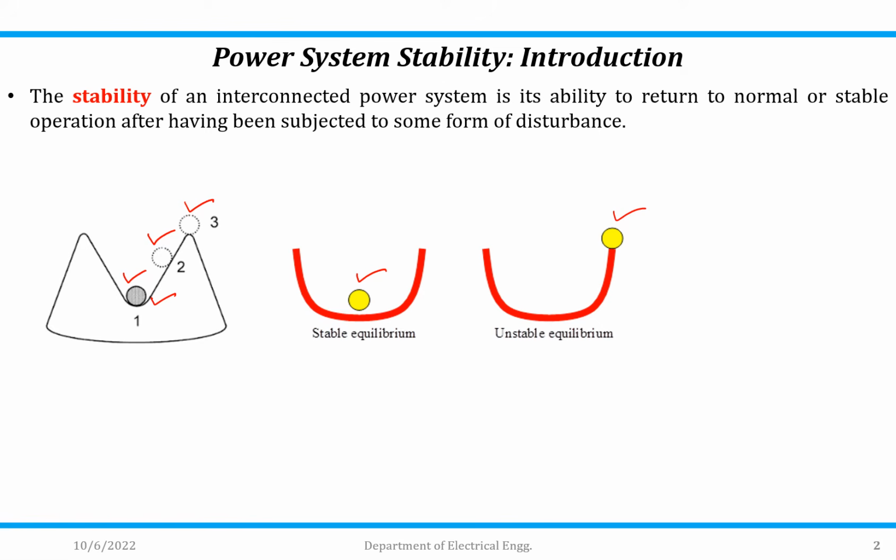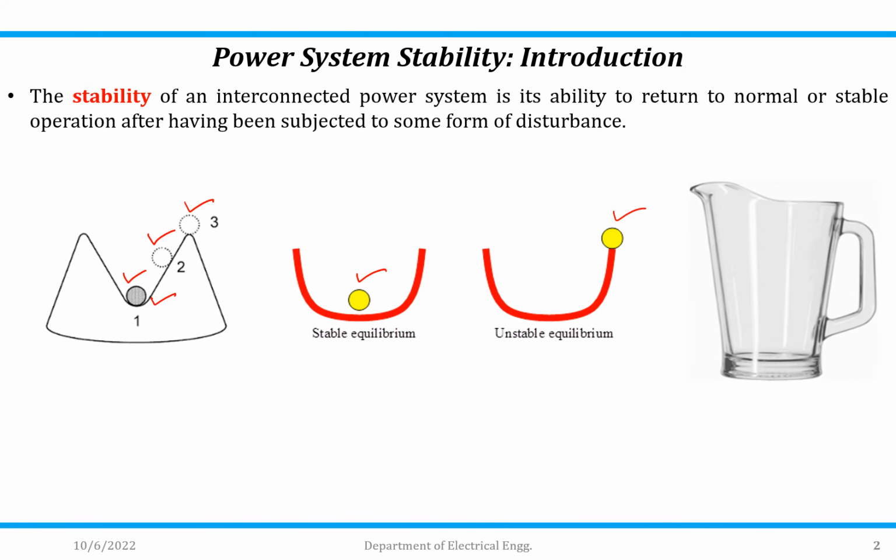The stable equilibrium is resilient to disturbances. Now if we shake the table or give the ball a push, what happens? The ball in the stable equilibrium will move but then return to the stable equilibrium. So this is the analogy of power system stability. Let's take a second analogy also.